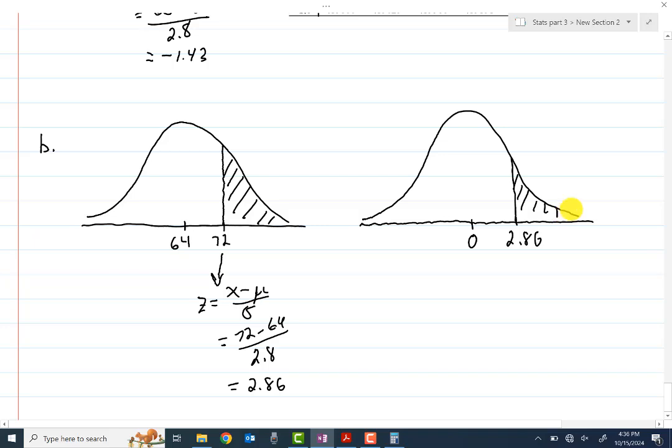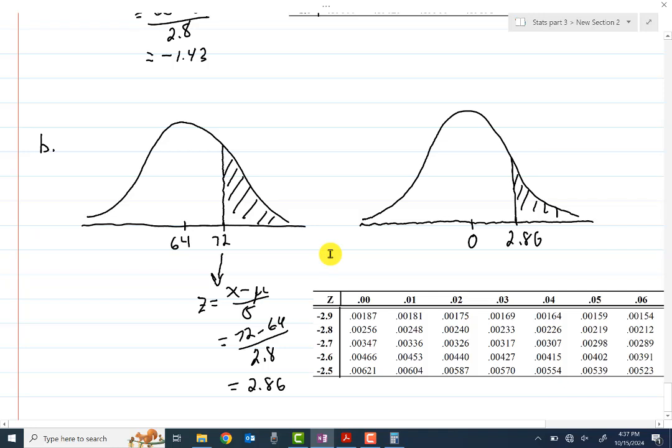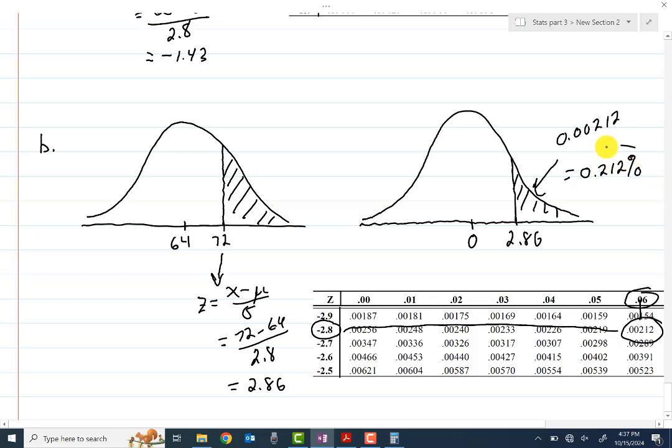So there's my area there. Now, what you can do is you can look up 2.86 directly in the table, and it will give you the area of this white region. Or what I prefer to do, I'm just going to look up negative 2.86 and use the symmetry. Okay, I've exposed enough of the table. Negative 2.86. So that area there, inside of there, is 0.00212. As a percentage, that number is 0.212%. So it's really tiny.